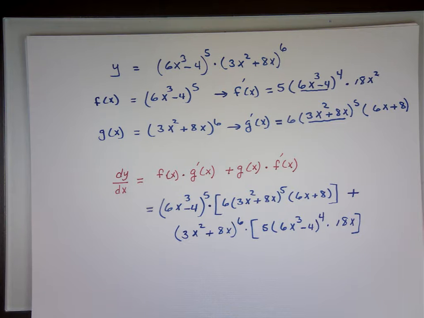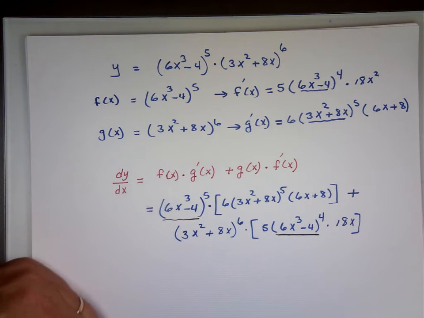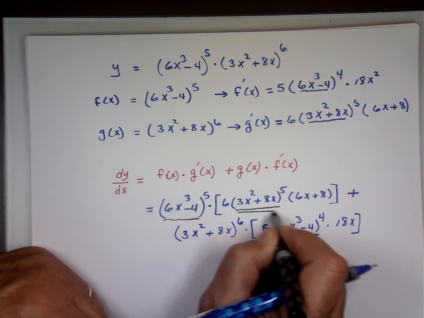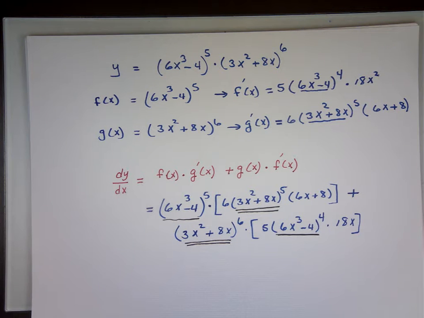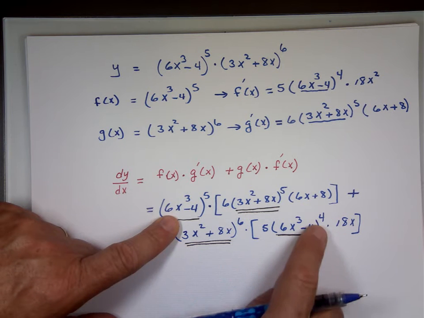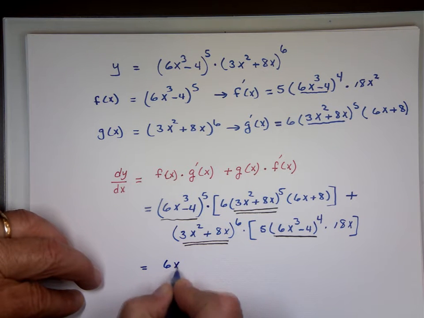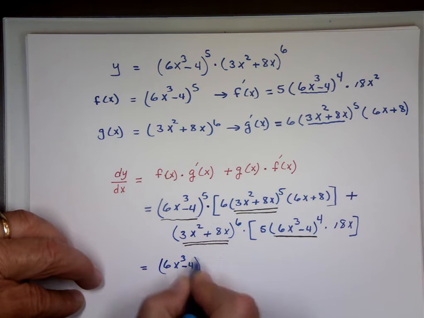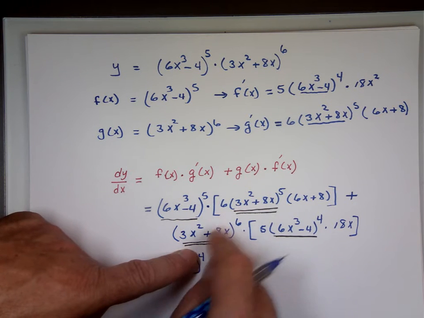Well, actually, it's not that bad, not that ugly, if you want to simplify it. And the reason I say it's not that ugly is because notice you have this one here, and you have this one here. Can you see it? So we can factor stuff out. Out of these two, I can only take 4 of them, because this has 4, this has 5. So if you want to simplify your answer, you can factor out (6x cubed minus 4) to the 4th power. You can take 4 of them out. Out of these, I can take 5 of them out. I can't take 6.